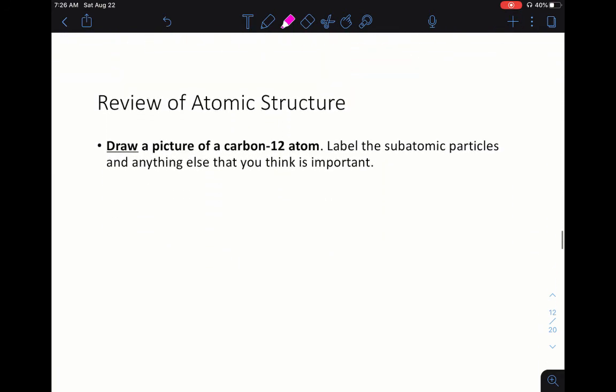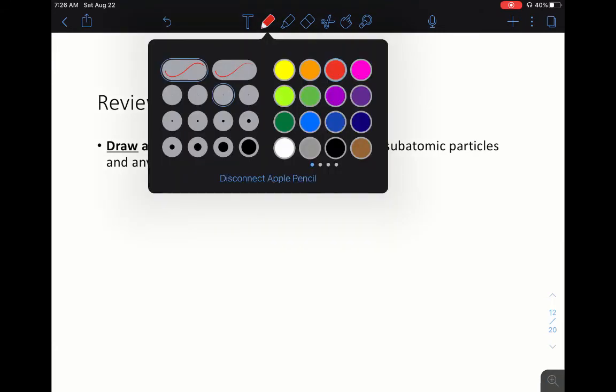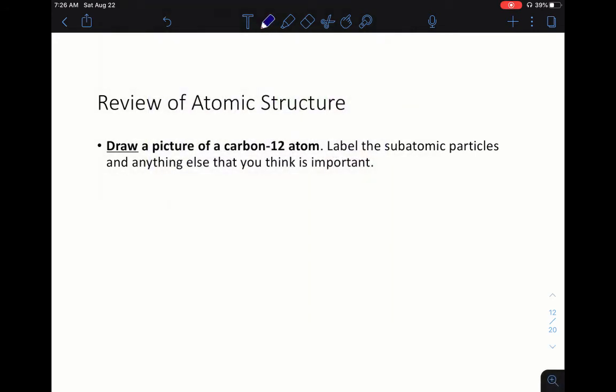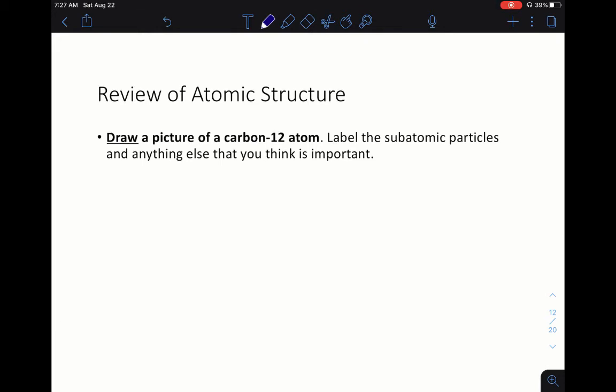All right, we're going to transition now into a bit of a review that will set you up for our next lesson. So please stop this video and draw a picture of a carbon-12 atom. Then label all the subatomic particles and anything else that you think might be important. Please pause. Remember, I got to follow my directions, even though I can't make you.